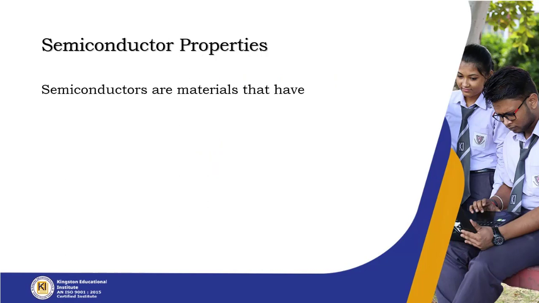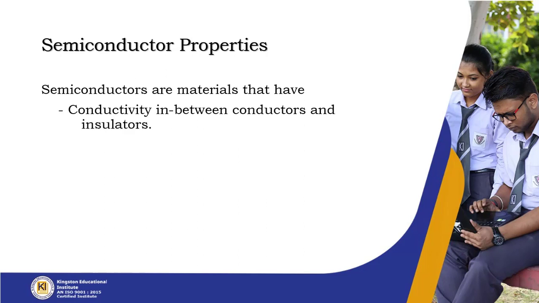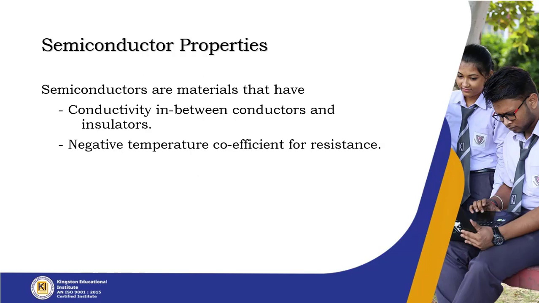So now we can define semiconductors as materials that have conductivity in between conductors and insulators. With increase in temperature, they will show less resistance, and if we add other impurity to the material, then the conductivity will increase.